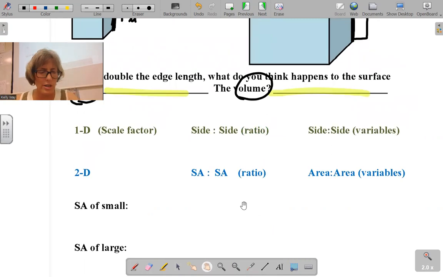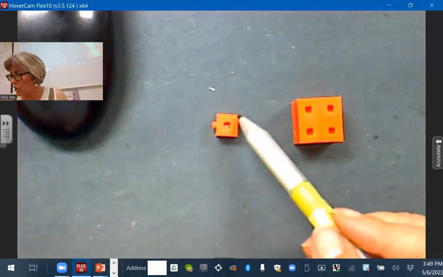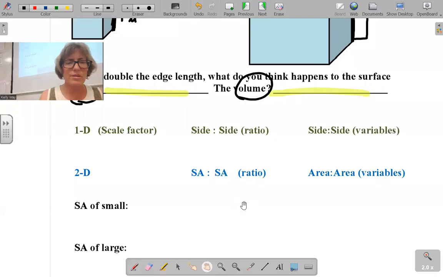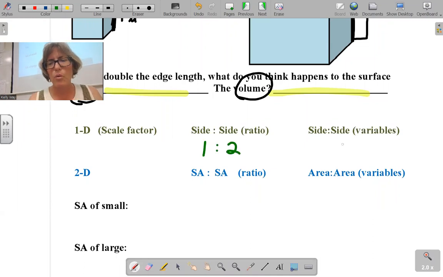In one dimension here, my ratio was 1 to 2. 1 unit, 2 units. So that was my first dimension. 1 to 2. We're going to call this X to Y.